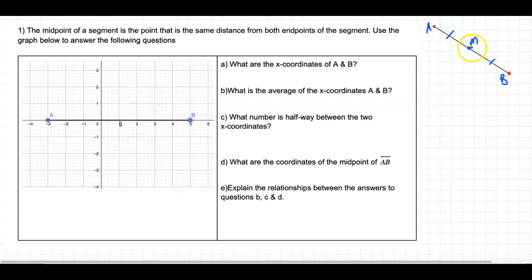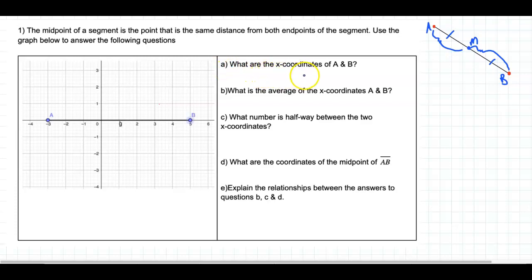So the distance from B to M is also the same as the distance from A to M, okay? So that is, by definition, what a midpoint is, the halfway point between the two. So here we have a segment from A to B, as we're going to use that example. So let's go through the investigations.